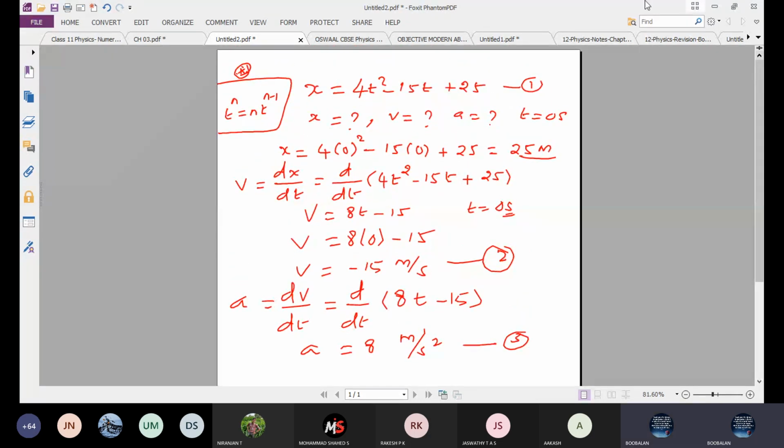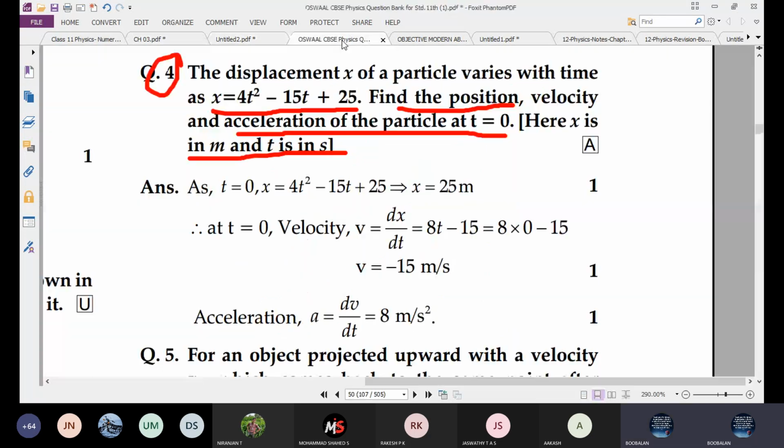Take a note, small. Please note the question first. The displacement x of the particle varies with the time; find the position, velocity, and the acceleration of the particle at t equal to 0 seconds, and x in meter, t in seconds. See the mark distribution. It is a 3 mark question, no? 1 mark for the position, 1 mark for velocity, 1 mark for acceleration.